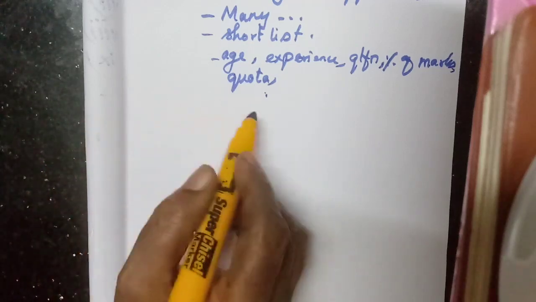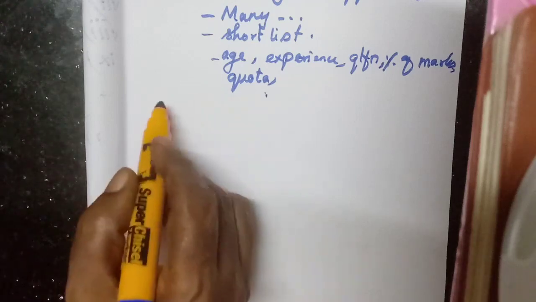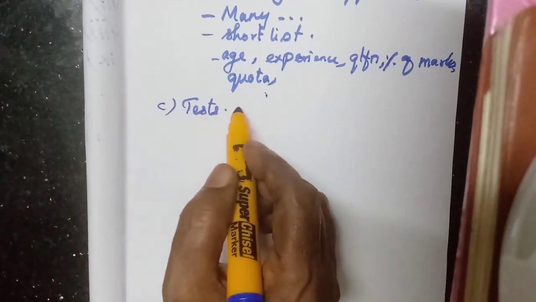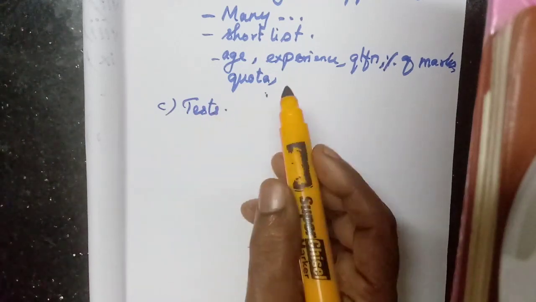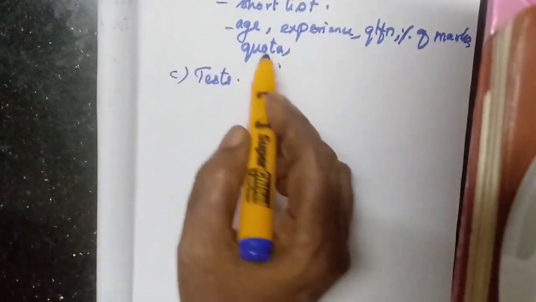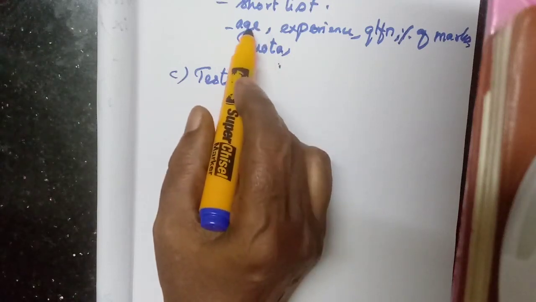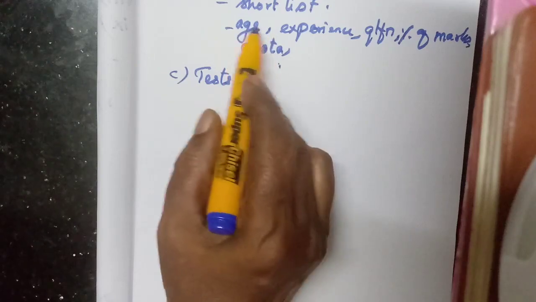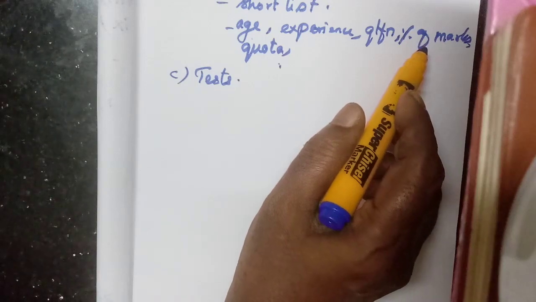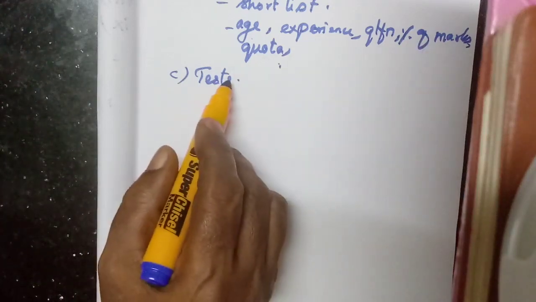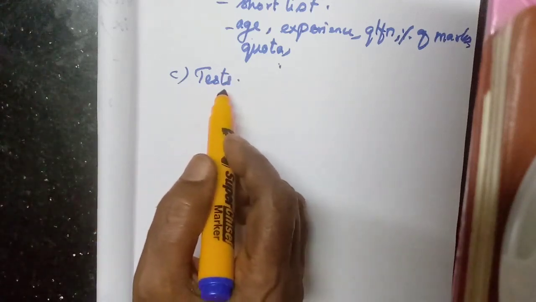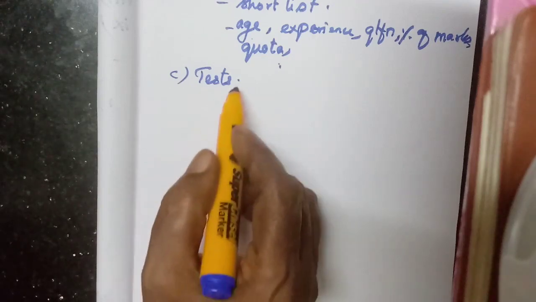Before the interview, they conduct a test. Usually in bank exams, they never shortlist like this; they give everything in the advertisement: the age group, the experience, the qualification. Then they conduct a test, and if a person passes that test, he will be called for the interview. Here many types of tests are available. Selection test.